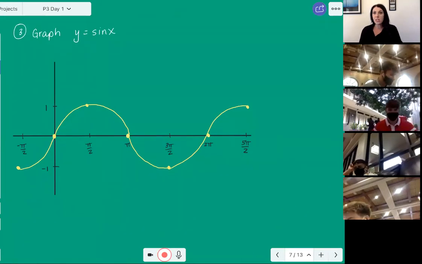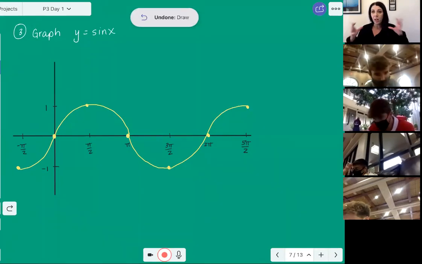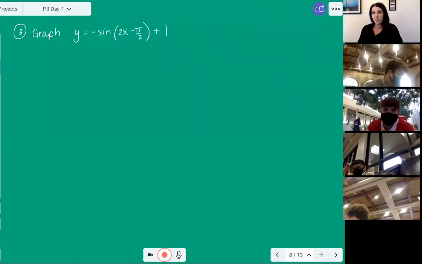Excellent job, Elijah. So this is sine, and this would continue. That's kind of what Elijah was saying. If we kept going, that curve is going to keep going as well. It doesn't just end there. It's going to stretch or compress, okay? All right, let's do an actual example.